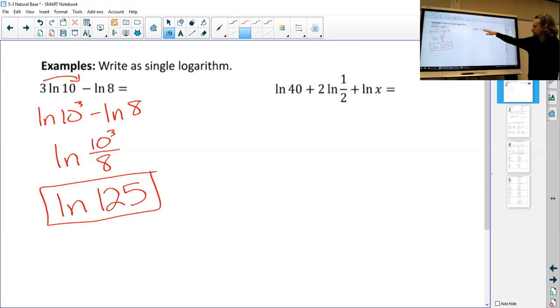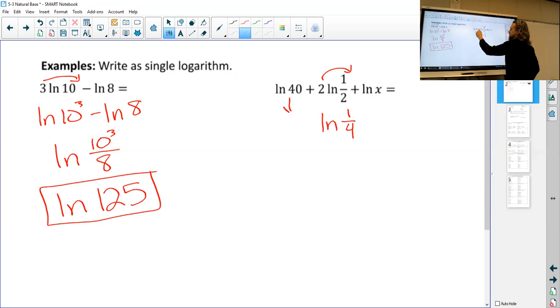Our second one, we've got 3 logarithms. That's okay. We just go 2 at a time. We get rid of my coefficient first. So this is going to be the natural log, 1/2 times 2 is 1/4. Bring the rest down. So natural log of 40 plus here, natural log of x.